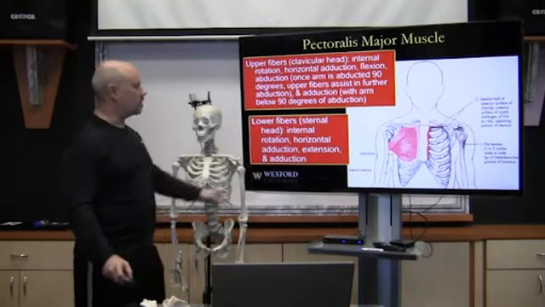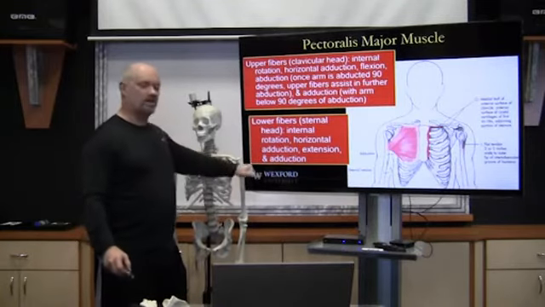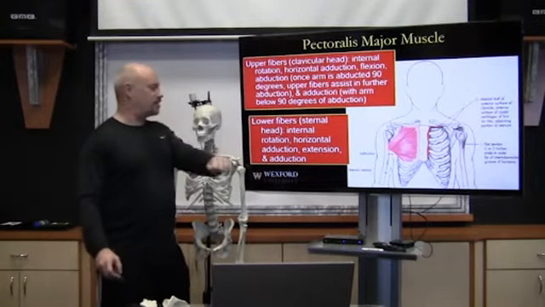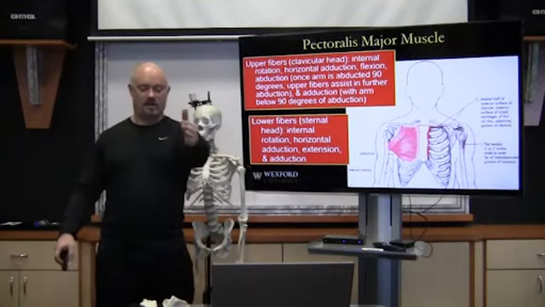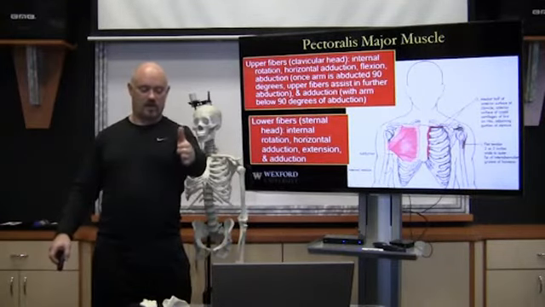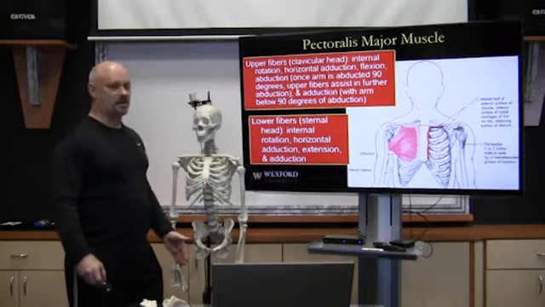Once again, we talked about the lower fibers. They help with internal rotation and horizontal adduction. They help with extension as well. When you're coming back this way, those fibers will help pull, and when they contract, they'll help pull the arm this way. It also helps with adduction as well.